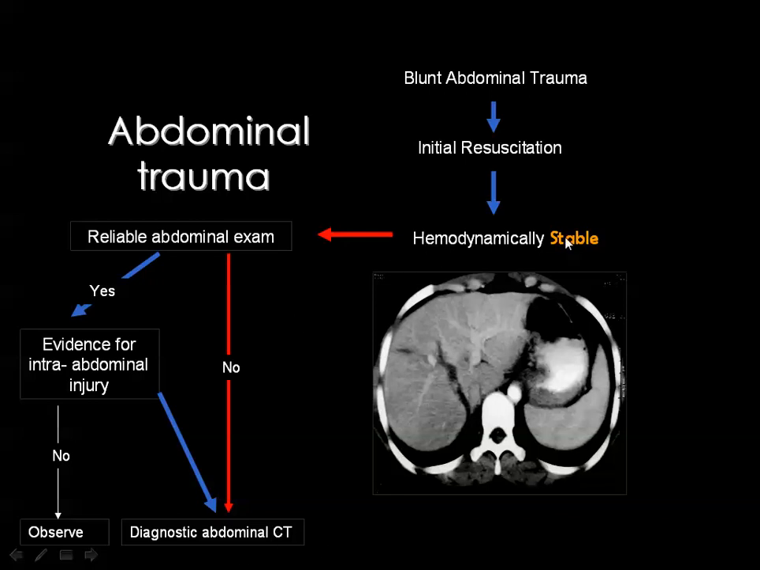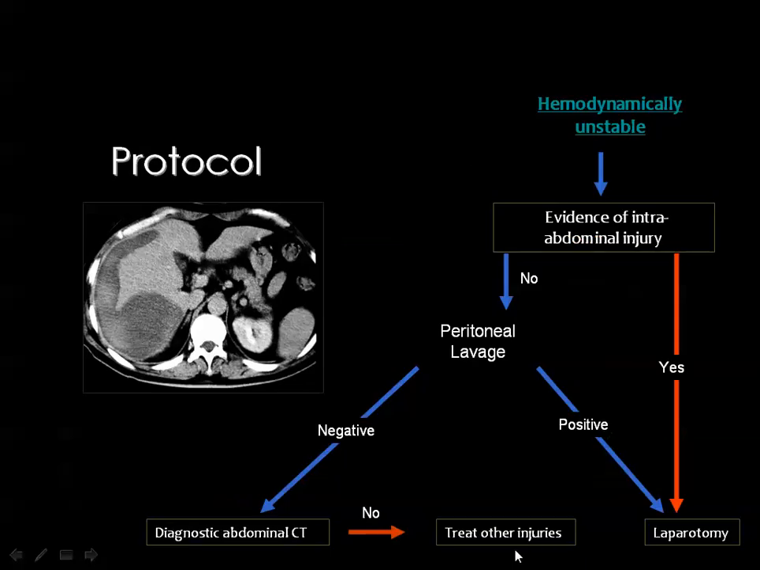And if the patient is hemodynamically stable and you cannot do a reliable abdominal examination because of multiple sites of trauma, because of the disturbed conscious level of the patient, because of airway compromise, and so on, then you should go for the diagnostic abdominal CT. And what to do if the patient is hemodynamically unstable and there is evidence of intra-abdominal injury on clinical examination? Many recommend to go direct for laparotomy and to deal with the injured organ.